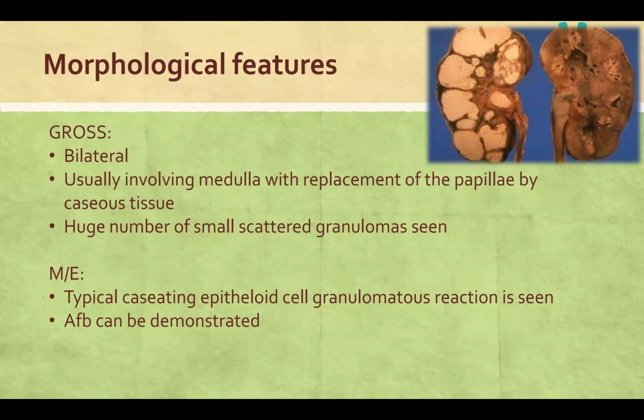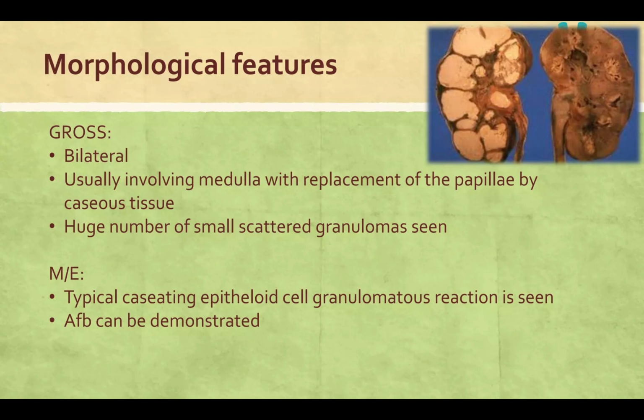Moving to the microscopy, a typical caseating epithelioid cell granulomatous reaction is seen, which means a cheese-like granulomatous reaction, and also it can be demonstrated.